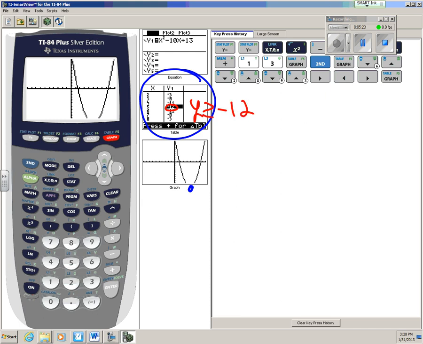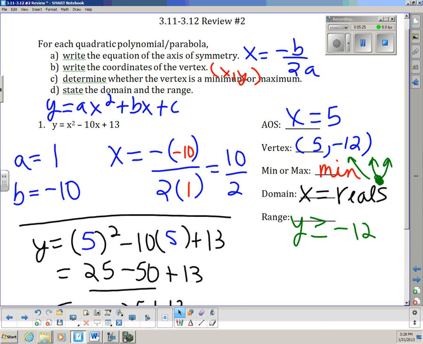Okay, so if we go back to what we did here, make sure you're good with this particular piece. Axis of symmetry, x equals 5, vertex 5, negative 12. It's a minimum, it opens up. Domain is always going to be x equals the reals. And the fact that it's a minimum, y is greater than or equal to the y coordinate of the vertex, which is also negative 12.